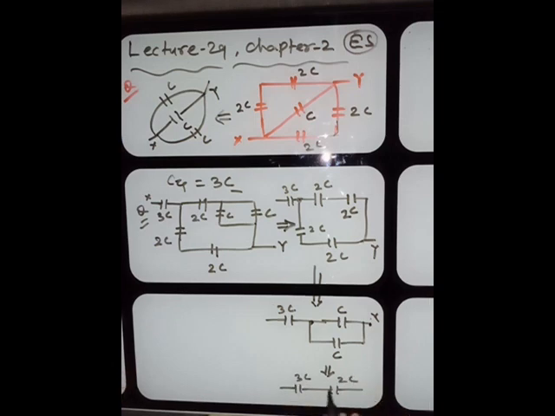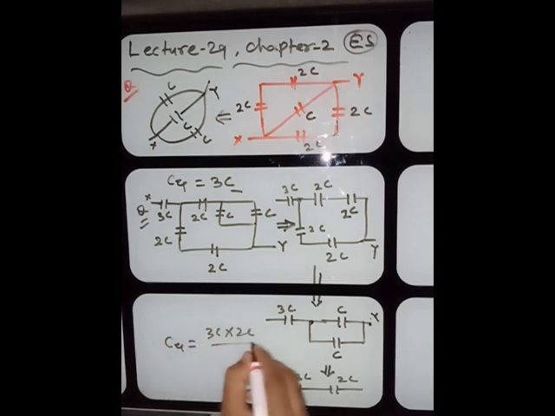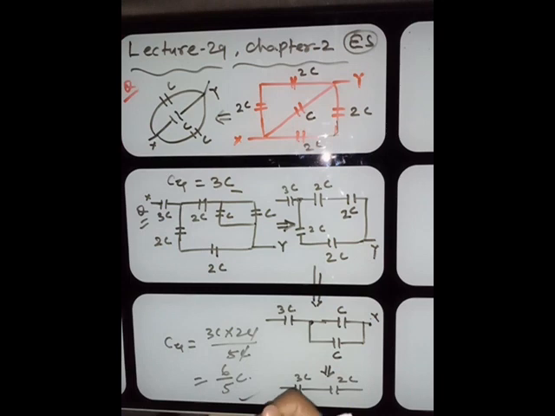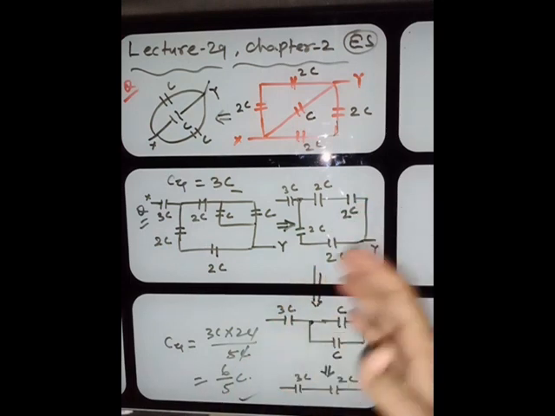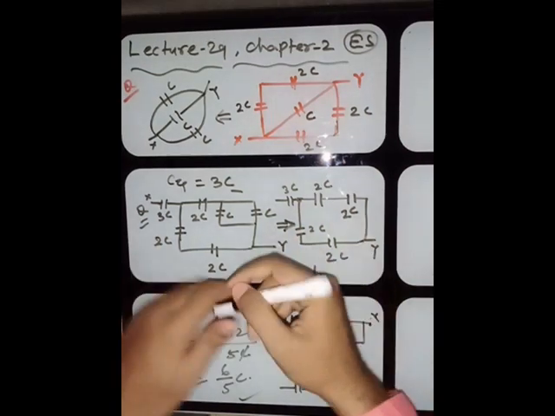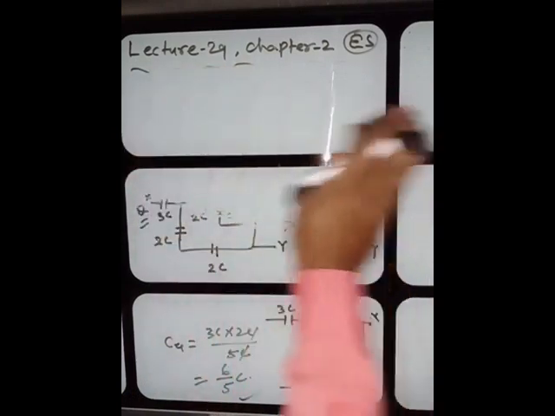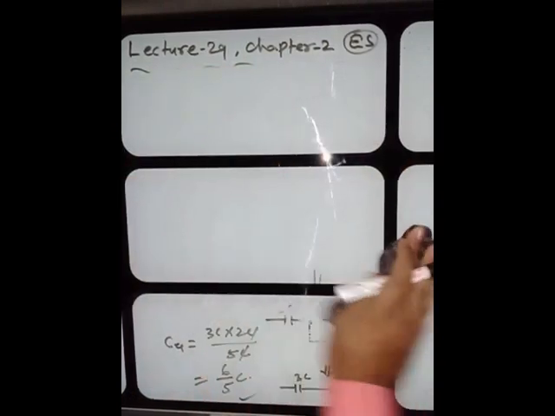Now these two are in series, so the equivalent capacitance you can write as 3C times 2C by 5C, that is, 3 plus 2, so it will be 6 by 5 C. So this is the answer. And in this way, students, step by step, you can solve any equivalent network. Let me solve a few more questions, my dear students, and then after that I will give you some homework.